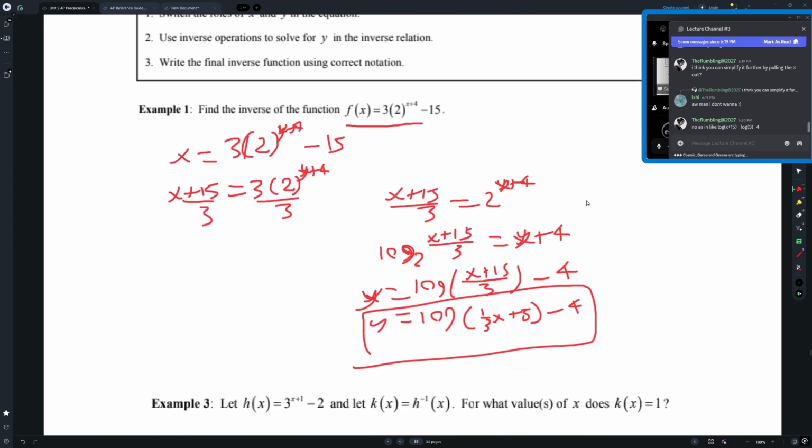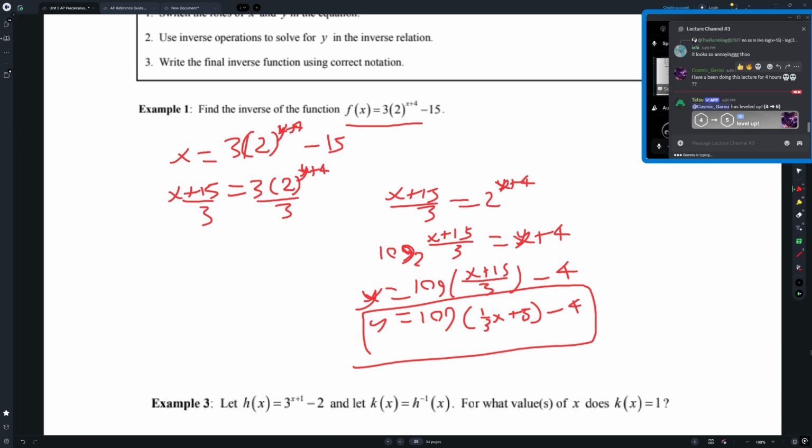Well, you could do that. We didn't go over regressions specifically, but we went over arithmetic and geometric sequences, and exponential and logarithmic properties. I've been doing this lecture for 2 hours 20 minutes now.